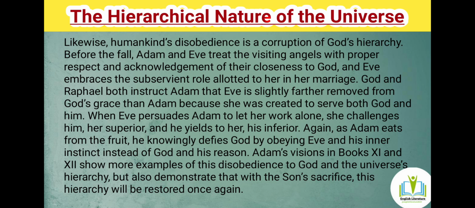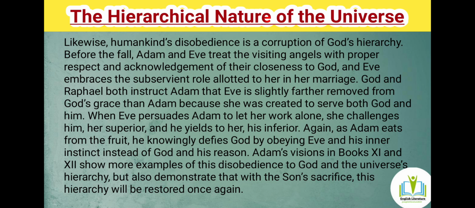Likewise, humankind's disobedience is a corruption of God's hierarchy. Before the fall, Adam and Eve treat the visiting angel with proper respect and acknowledgement of his closeness to God. And Eve embraces the subservient role allotted to her in her marriage. God and Raphael both instruct Adam that Eve is slightly further removed from God's great image than Adam, because she was created to serve both God and him.